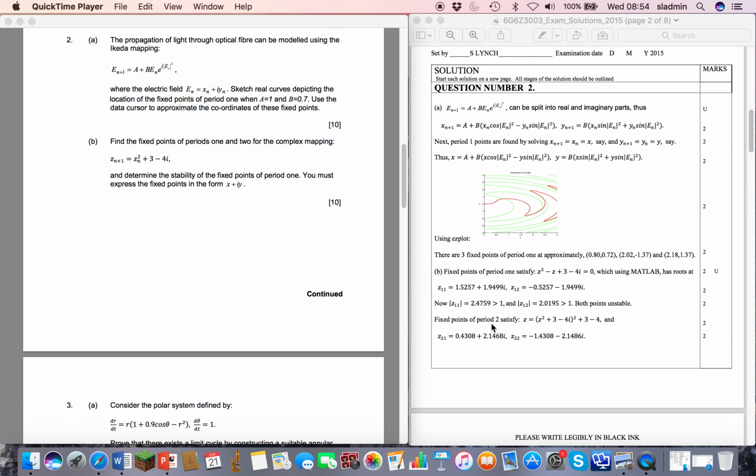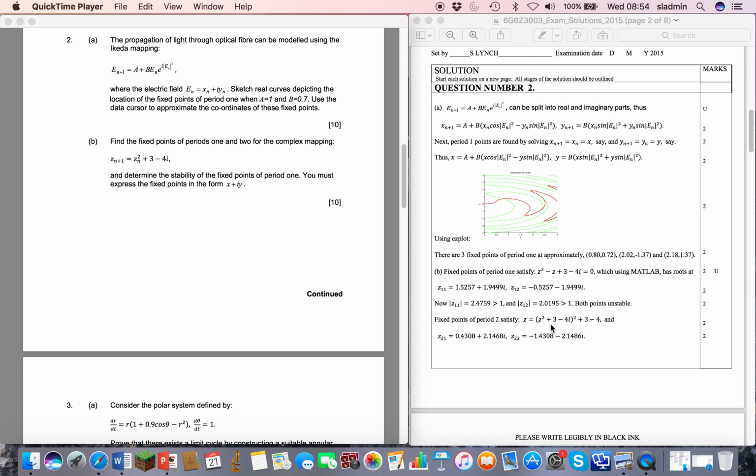To find the fixed points of period 2, we want to know when does z_{n+2} equal z_n equals z. So just using simple iterative formula, we now get a quartic equation. So here is the quartic equation. Again, we can solve this with MATLAB.